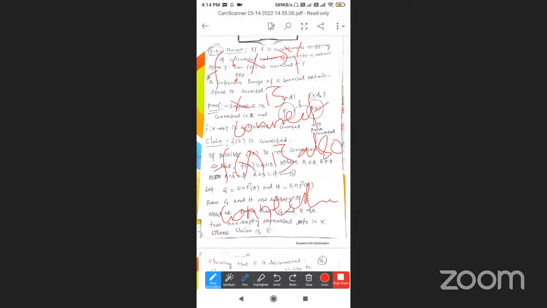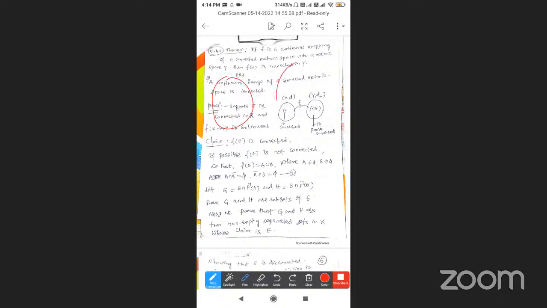Suppose E is a connected set in X. Here (X, d1) is one metric space and (Y, d2) is another metric space, and f is a mapping from X to Y. If E is connected, then f(E) is also a connected set. So suppose E is a connected set in X, then f(E) is connected in Y, and we have to prove this.